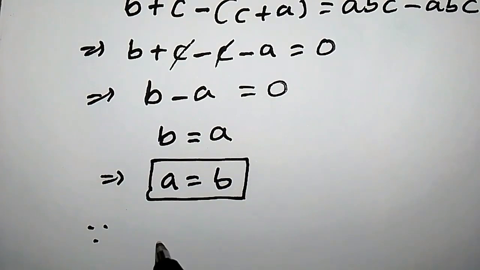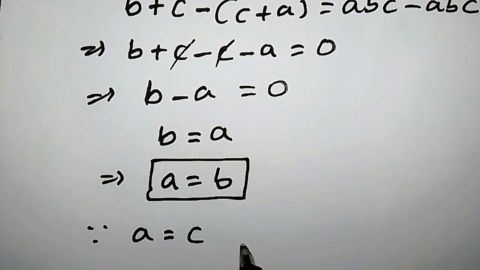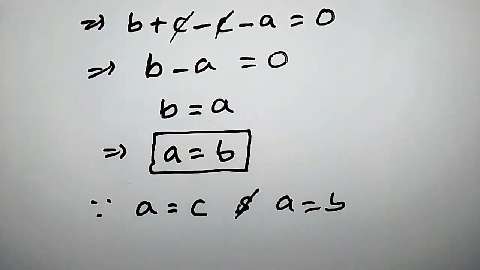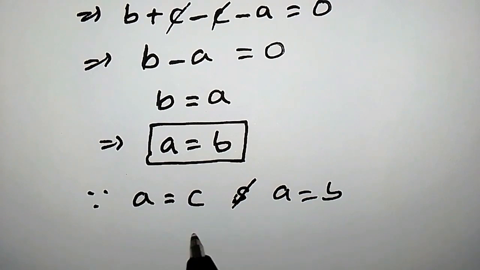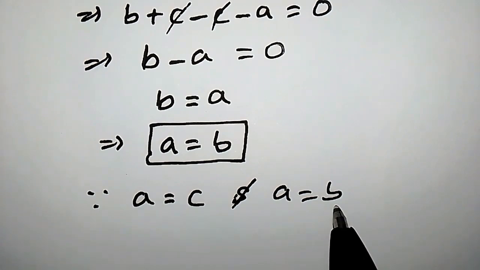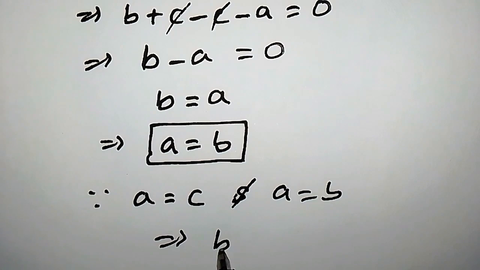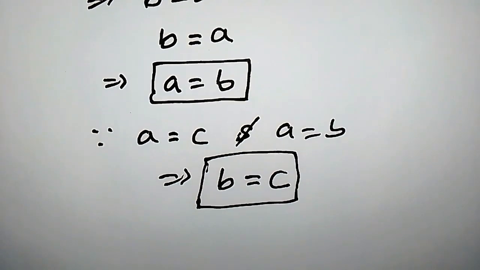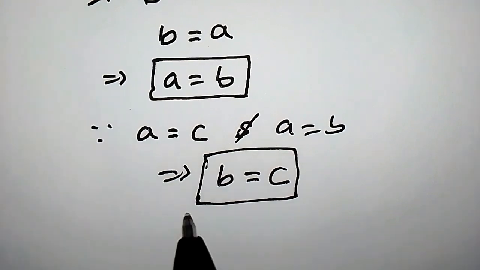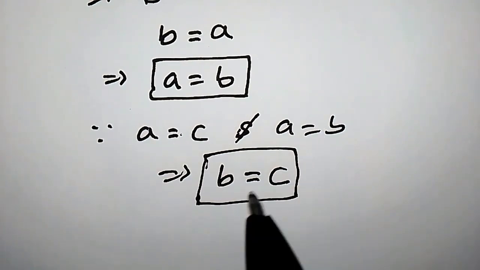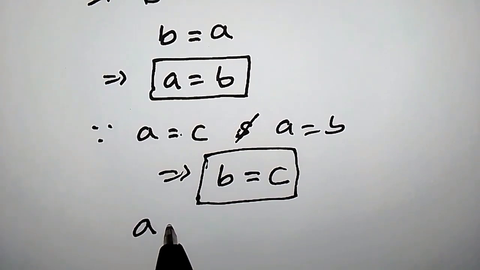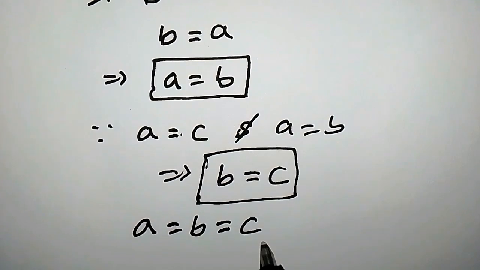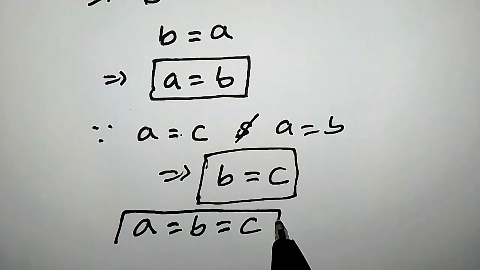Now, since A is equal to C, and here we have A equal to B. From these two conditions, A equals C and A equals B, this means that B is equal to C. Take note of this. Also, it is very obvious that we can combine these three conditions, that is, A is equal to B and B is equal to C. Take note of this, very, very important.